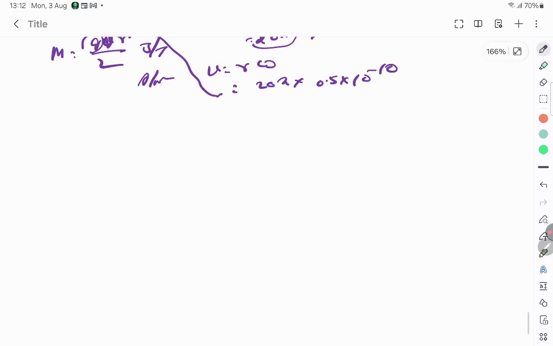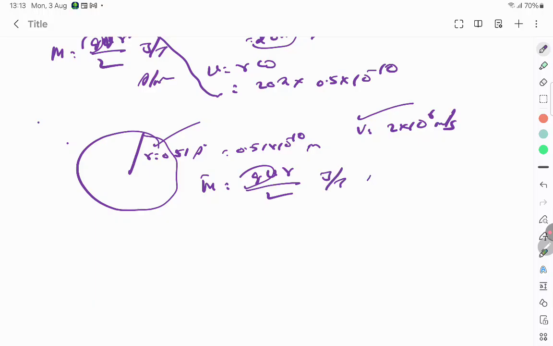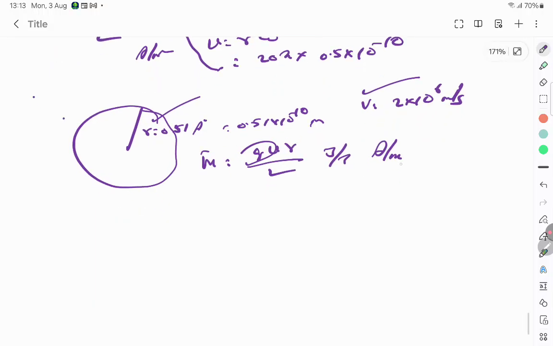Yes. And the next question: an electron moves around the nucleus of a hydrogen atom with radius 0.51 Angstrom, which is 0.51 into 10 to the power minus 10 meters. Correct? Radius has been given. They have given the velocity with which it's rotating, 10 to the power 6 meter per second. Then they are asking for magnetic moment. It's QVR by 2. You know V, you know R, you know the charge. Divided by 2, you get the direct answer, in joule per tesla or ampere per meter square. You're right. So let's go to the next part.